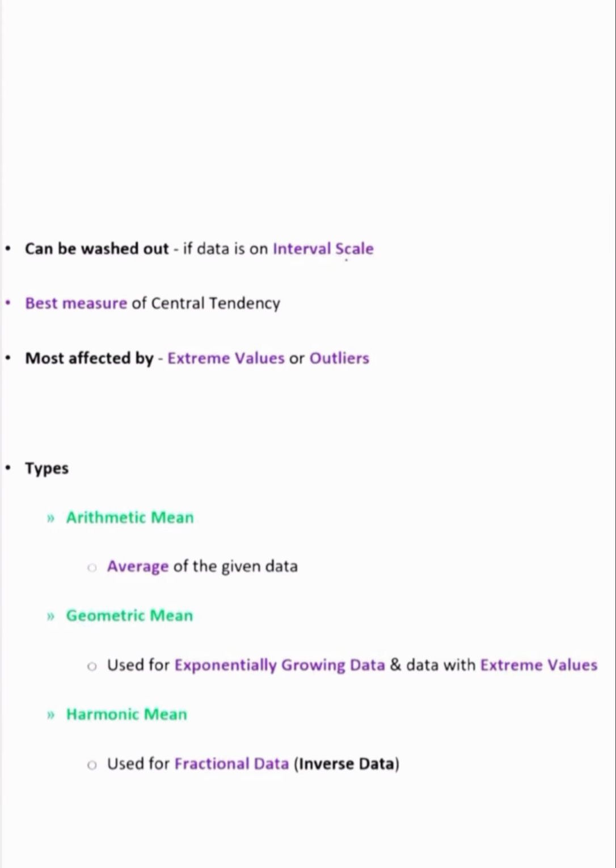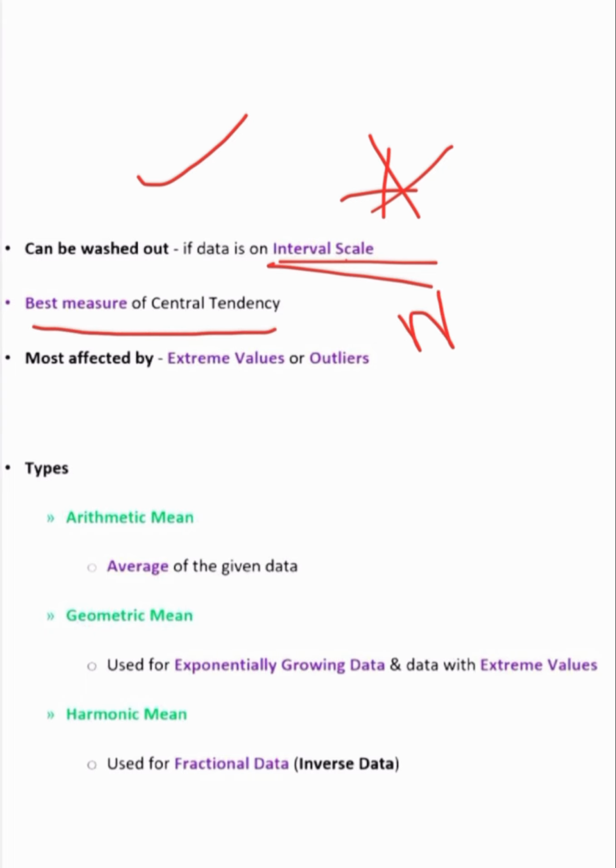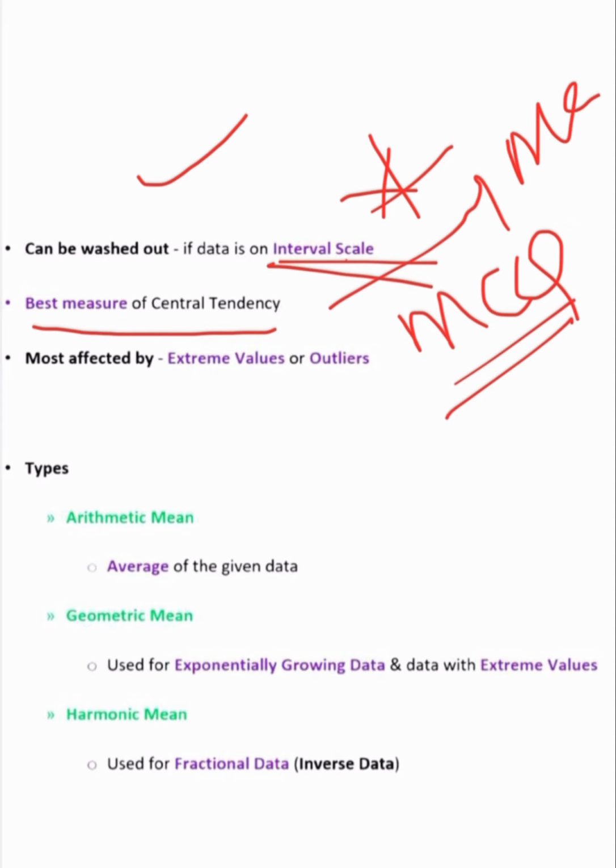Next, mean cannot be calculated if the data is on an interval scale. So remember this: on an interval scale we can't calculate mean. Then, the best measure of central tendency, it is an MCQ. If they ask what is the best measure of central tendency, you will say that it is mean, and it is most affected by extreme values and outliers.